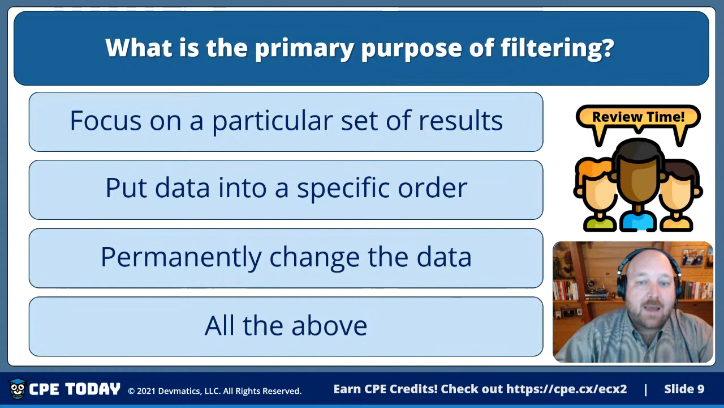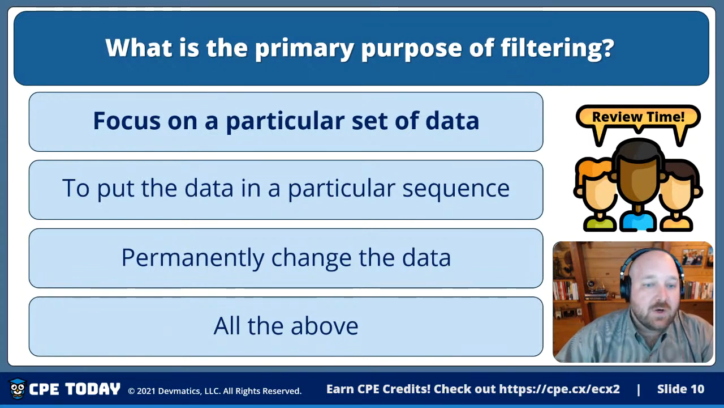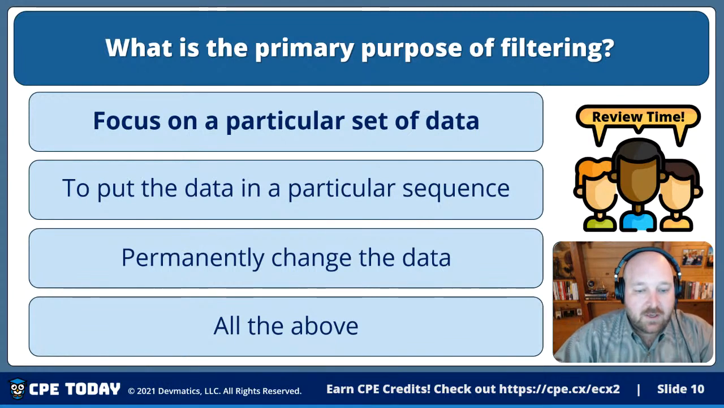Well, in my opinion, I'm going to say it is to focus onto a particular set of data. Sorting puts it into a specific sequence. Filtering will zero in just on the data that you are looking at. So very useful in lots of different ways. Often I use sorting and filtering at the same time. You can do both, which is very useful for the different techniques that you need. Sometimes you use one, sometimes you use both, sometimes you use neither.